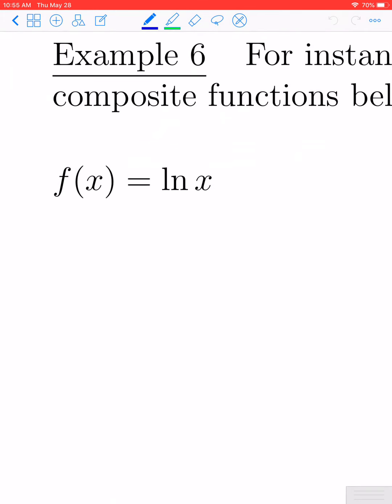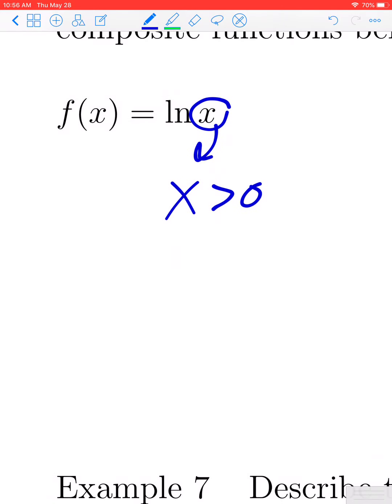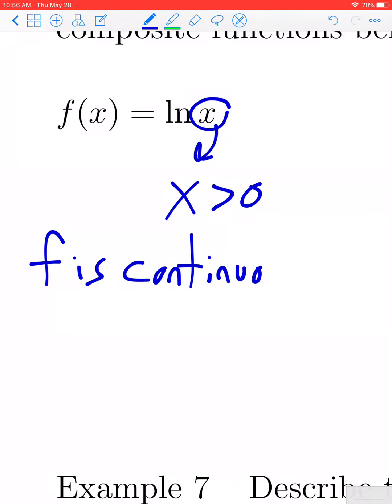For example, f of x equals the natural log of x. Really not too much to think about in terms of a composition. It's just like a basic function here. But you might recall that for the domain of the ln, you need the argument, the thing on the inside, to be strictly greater than 0. So f is continuous on the set x greater than 0, which would be from 0 to infinity.